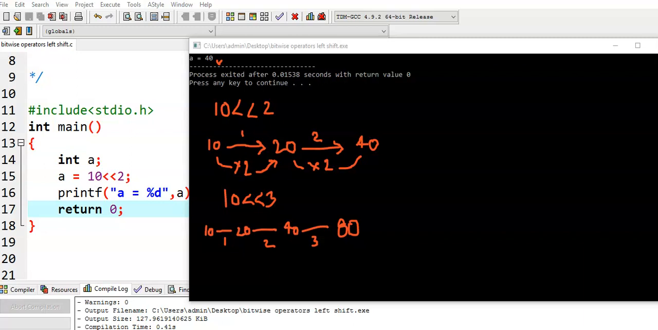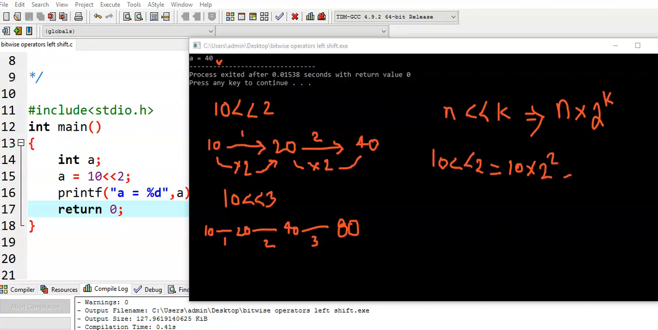And there is a shortcut formula to find the direct value. Let us say there is a number n. It is shifted to the left hand side by k bits. The shortcut formula here is n into 2 power k. n into 2 power k. Coming to this example, 10 left shift 2. Now its value becomes 10 into 2 power k, where the number of positions k is 2. 10 into 2 square. 10 into 4. We got the value 40.